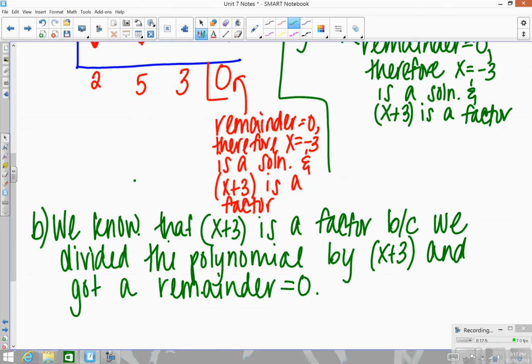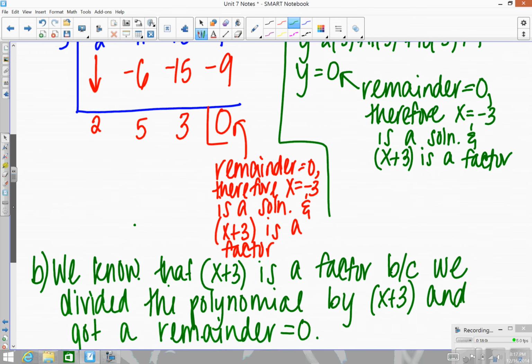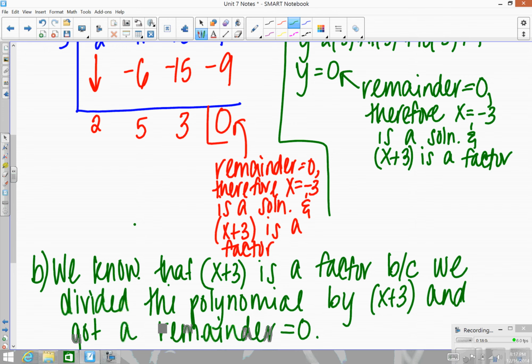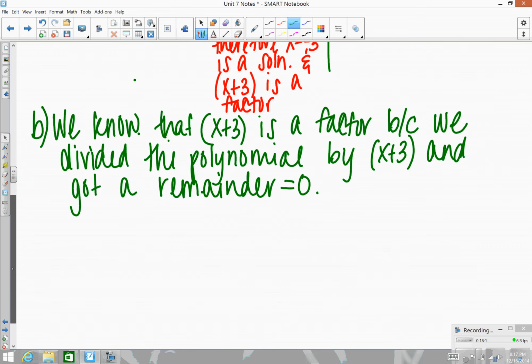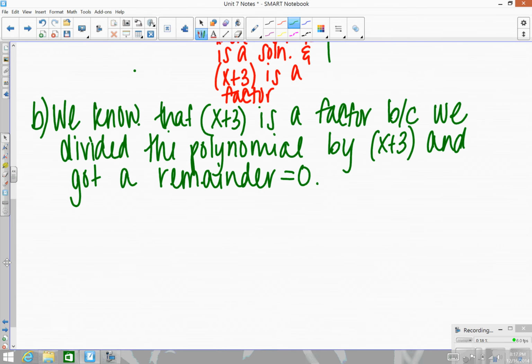You could also say that we used the remainder theorem, and by the remainder theorem, when we plugged in -3, the opposite of +3, we got 0, which means that the remainder is 0, which means that x plus 3 is a factor. So you could use either way. Then what that means is my original equation up there, so I have y equals 2x to the third. This is just the equation from up top.